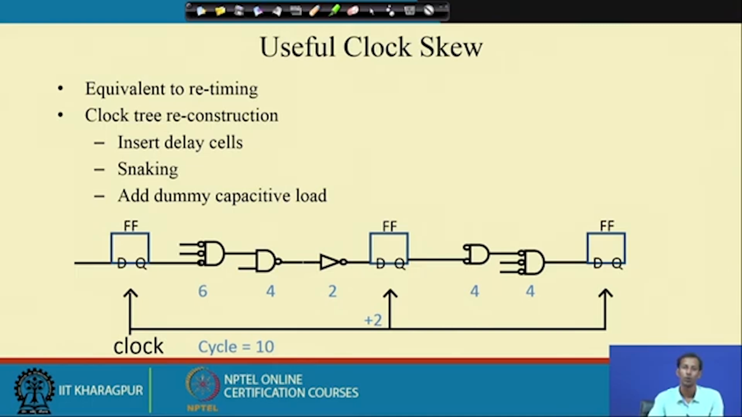So, this is the end of timing closure. I keep telling you that this is not the end of it. There is more on this, but it is not possible to cover everything in this particular course. If you are more interested, then please let me know.